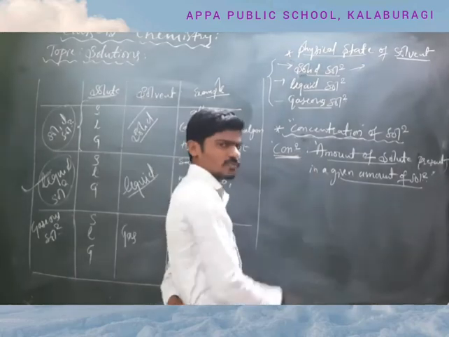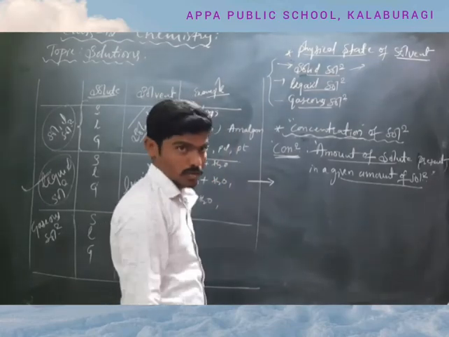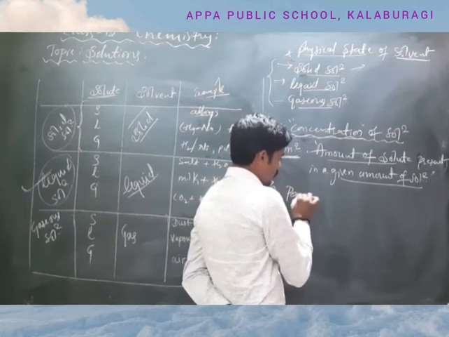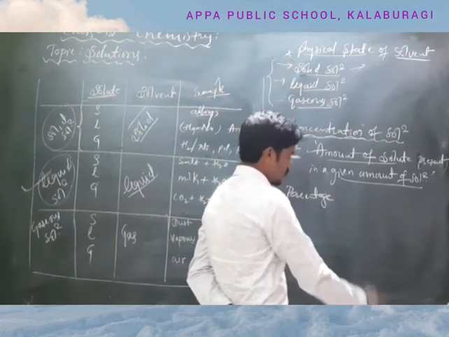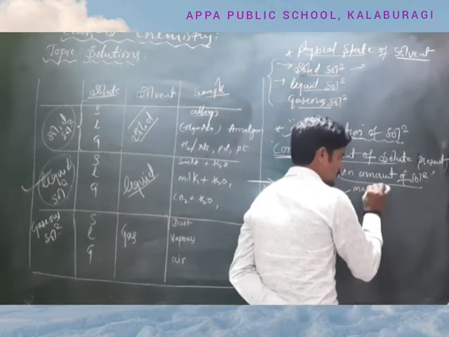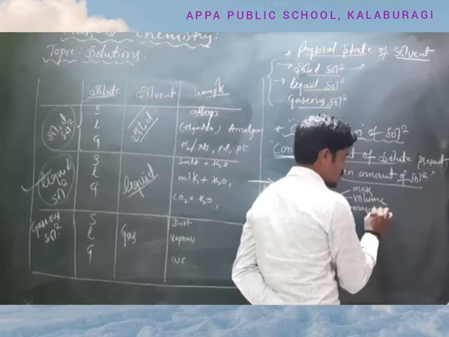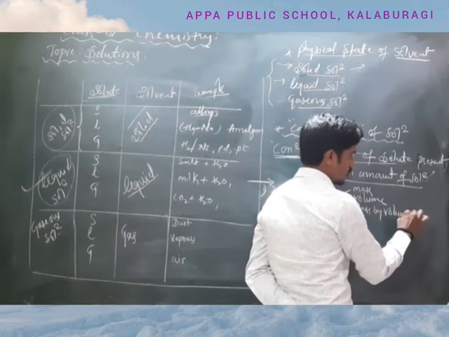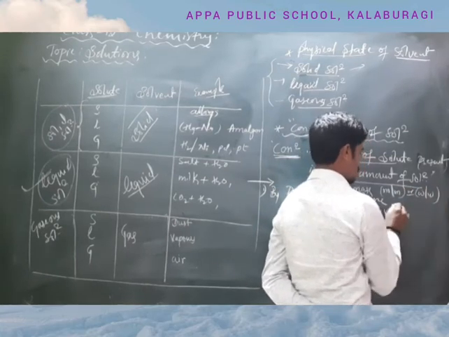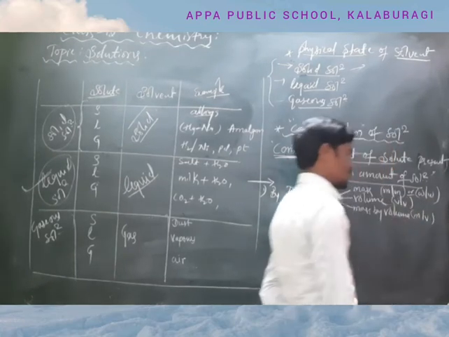To express this, we have different units. What are the units? Yes, you have studied, no? Just recall those different units. Number one, the basic unit, is by percentage. By percentage means it may be mass percentage, volume percentage, or mass by volume. W by W is mass percentage, V by V is volume percentage, and mass by volume percentage. I will explain in detail.